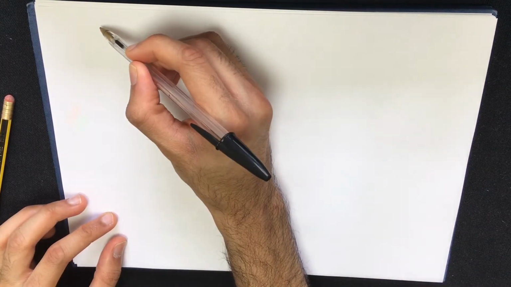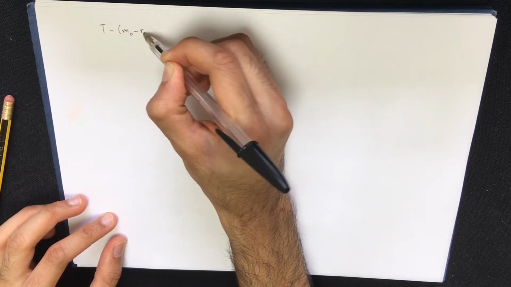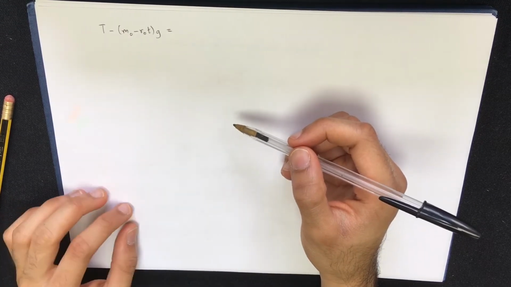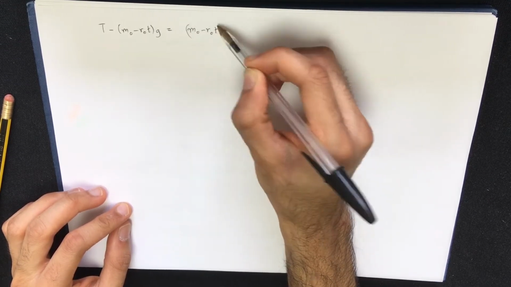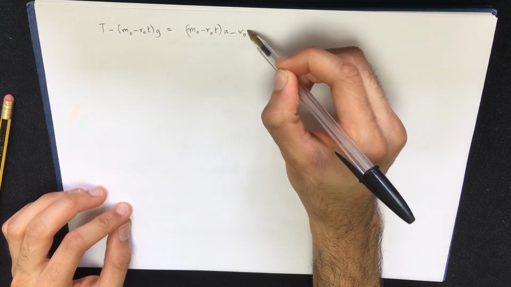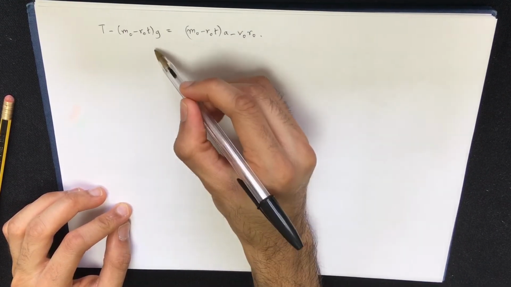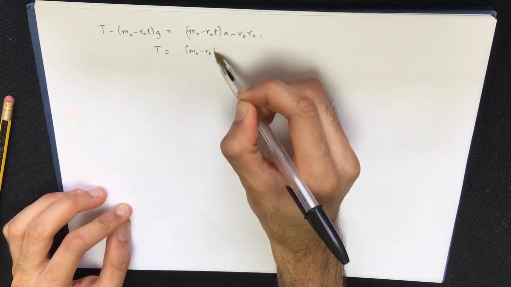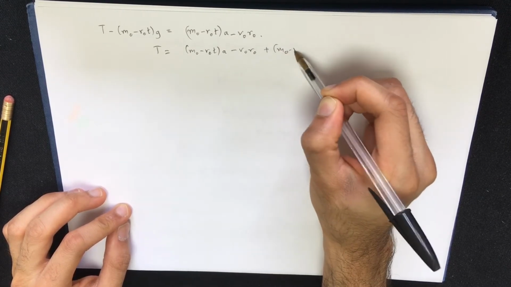So the equation of motion we have for the second mass at the moment is going to be T minus (M0 minus R0 T) times G equals dP over dt, which is all that stuff that we figured out earlier, which is going to be equal to (M0 minus R0 T) times A minus V0 R0. So if you rearrange this, we can get an expression for T, which is the tension. So we end up basically getting (M0 minus R0 T) times A minus V0 R0 plus (M0 minus R0 T) times G.